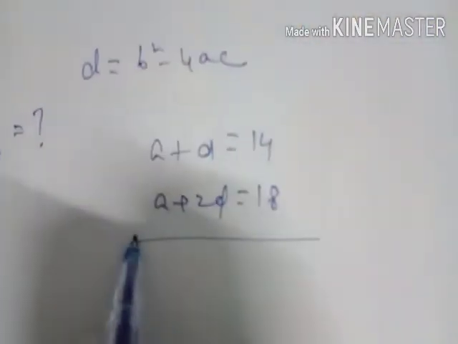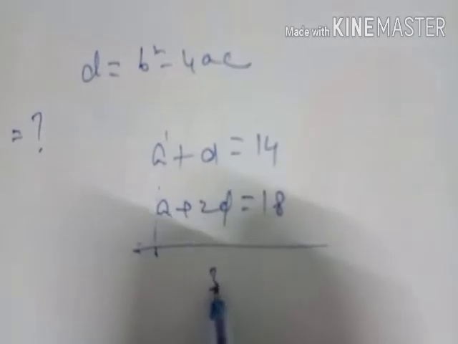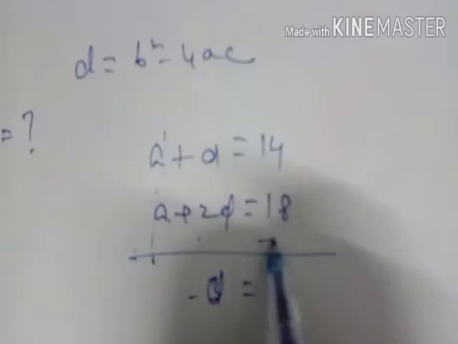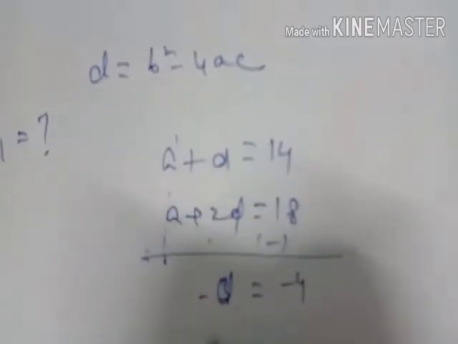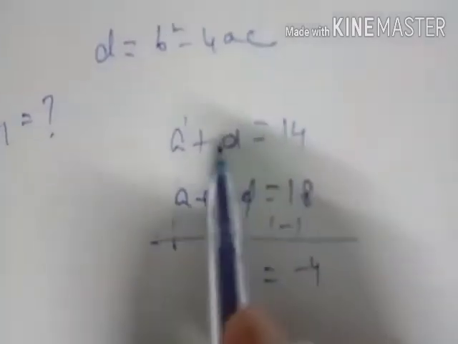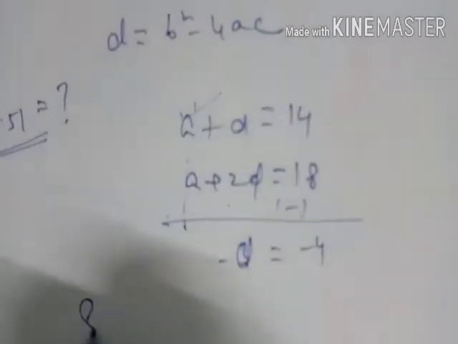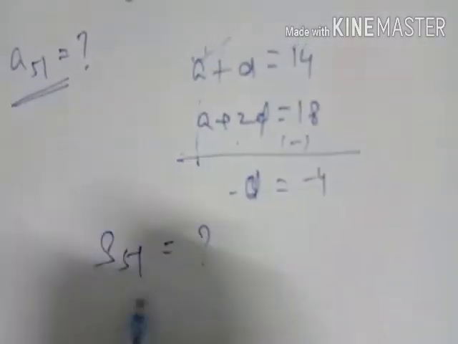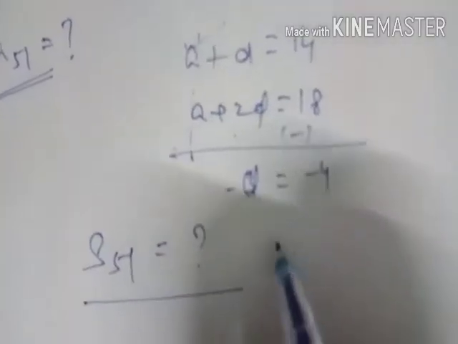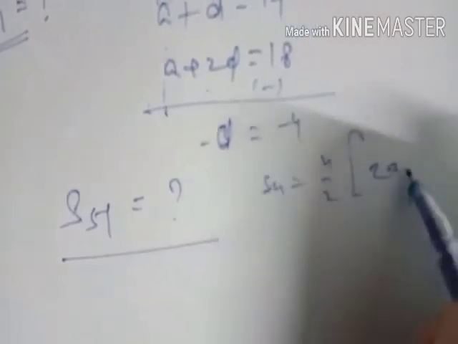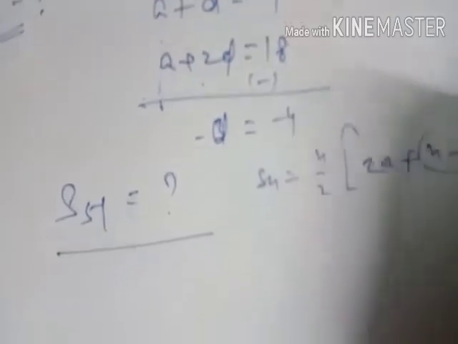If you solve, like, we'll get minus a gets cancelled, we'll get 3 minus d, we'll get minus 4. D is equal to minus 4. So if you substitute, we'll get a value. So then we can calculate S15. Then we will get the answer. This can be done by Sn is equal to n by 2, 2a plus n minus 1 into d. We will get the answer for this question.